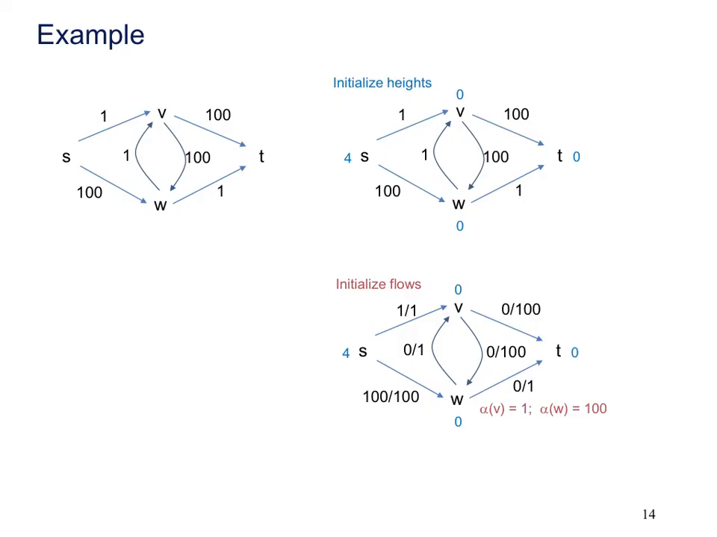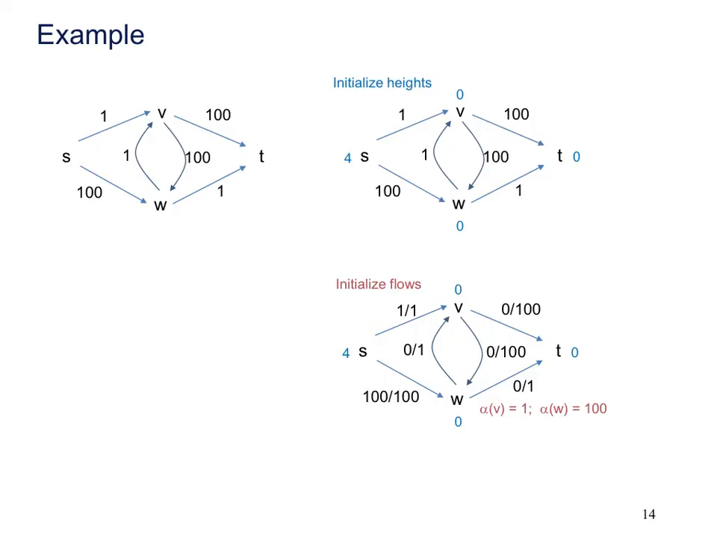So here's the example I want to walk through. It's a really simple one. I think it's in the paper that I put up for you to read. We just have 4 nodes. These are the capacities, as usual, on the edges. Okay, so the first thing the algorithm does is initialize the heights. So there are 4 vertices, so the height of the source is going to be 4, and the heights of all the other vertices are going to be 0.